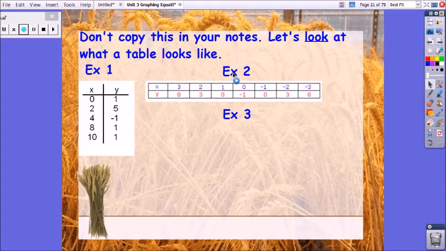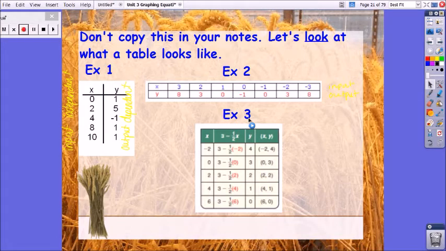The second type of table could be a horizontal table, where x is on the top and y is across the bottom. I would like to point out that x is either on the left side of a table or on the top of the table. And remember, x is your input values, also known as the independent variable, and y is your dependent values, also known as your output. So again, x across the top is input, y across the bottom of the table is output.